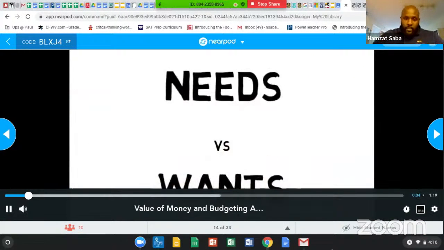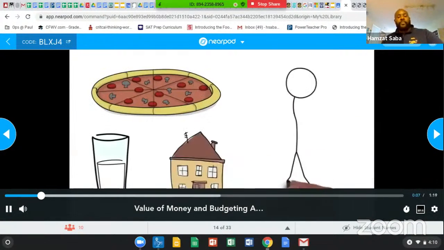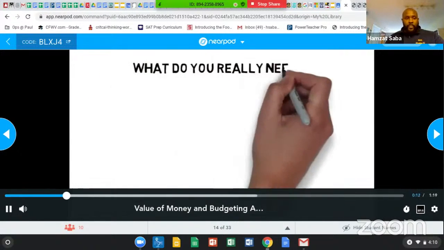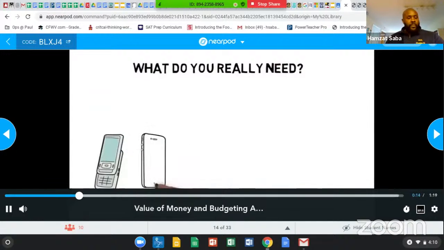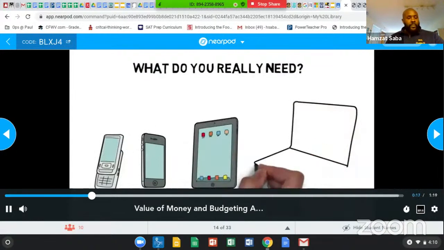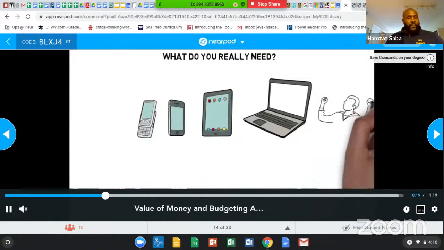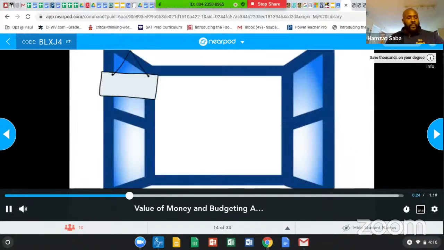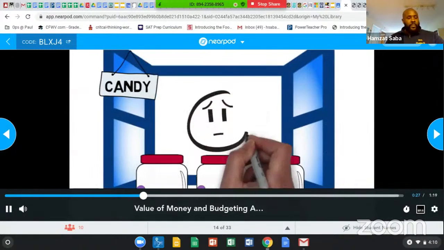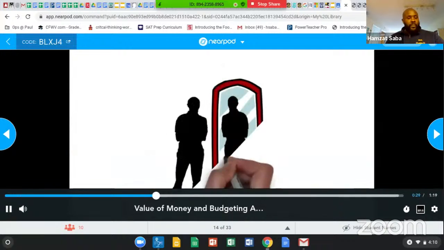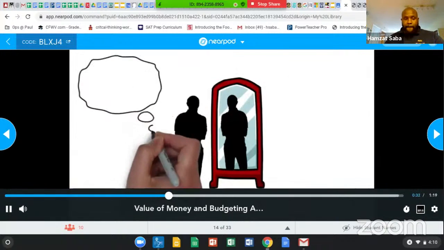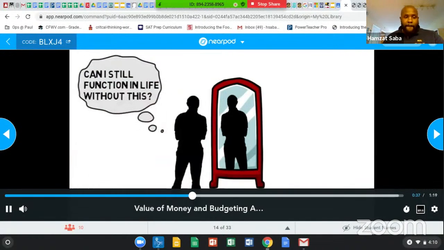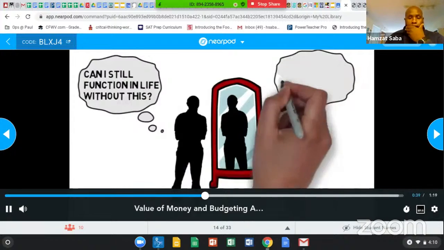Needs versus wants. Food and water, shelter, clothing, these are our basic needs. But do they really stop there? What do you really need? Do you need a phone? What about a smartphone? Do you need a tablet for school or a computer? Everyone will answer those questions differently because every person has different wants and needs. Just because you really want something, that doesn't mean you need it. So how do you determine what is truly a need and what is just a really big want? Try asking yourself some basic questions. If I didn't have this item, would I still be able to function in life and keep up with my commitments?